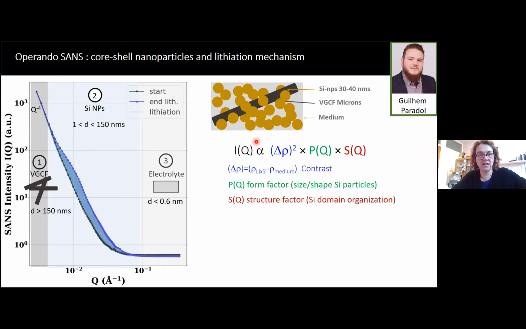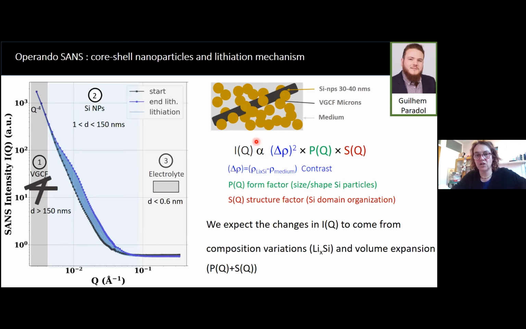So what we expect is that the extra intensity we see on lithiation comes from both the composition variations during lithiation, the formation of the lithiated alloys, and also the volume expansion of the particles. In principle, it is complicated to analyze because we have the product of three terms, but we can use a trick: we measure this data over an extended range of length scales, so we can focus on separate regions of the spectra. If we look at this region here, we are sensitive only to the interface between the particles and the medium. Therefore, we have access to the contrast term.